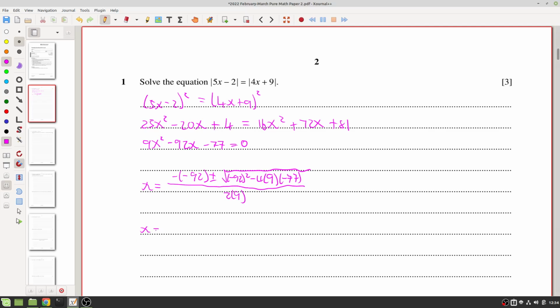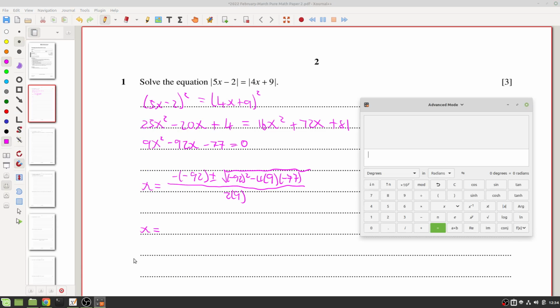Okay, and then we can just type that in our calculator. So let me get a calculator for us here. Okay, so at the top we have negative 92, so that's just 92. I'm going to start with the plus, square root of 92 squared minus 4 times a times c. Okay, so all of that over 2 times 9, which is 18.